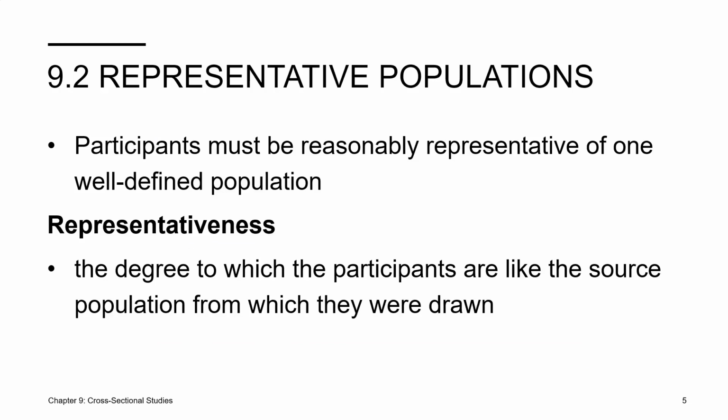Section 9.2, Representative Populations. Participants should be reasonably representative of one of the well-defined populations. And so what does representative mean? It is the degree to which the participants are like the source population from which they are drawn. So say we look at the United States. You want to have a sample of participants that comes from a representative population if you are trying to produce estimates that represent the whole country.